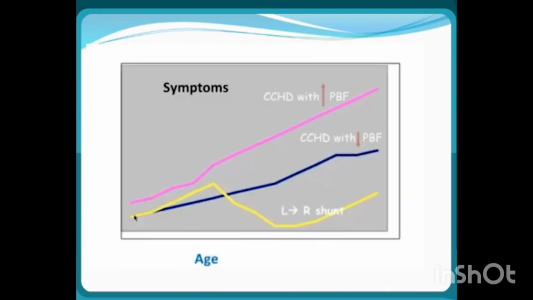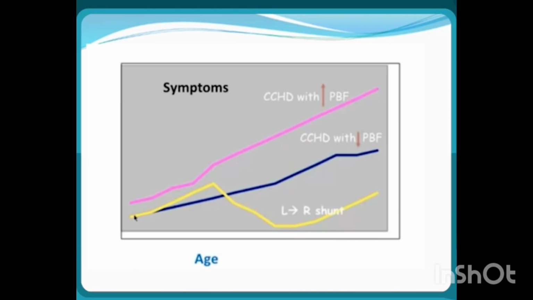So this is the chart that's showing the symptoms and when they appear and how they progress. You can see the cyanotic CHD with increased pulmonary blood flow, they are more symptomatic, they present early, they never become normal, and usually they have the worst course amongst all these patients. While cyanotic CHD with decreased pulmonary blood flow, these patients also never become normal, but their symptoms are a little bit lesser. They are less sick than the cyanotic CHD with increased pulmonary blood flow.